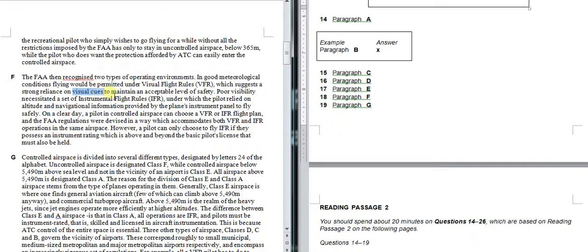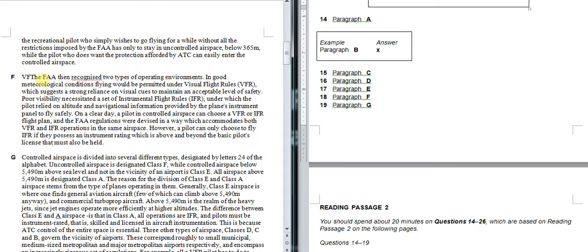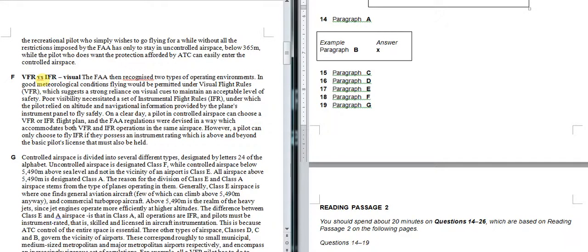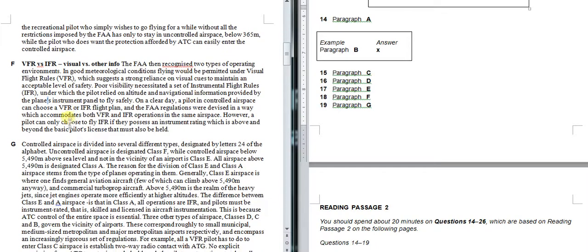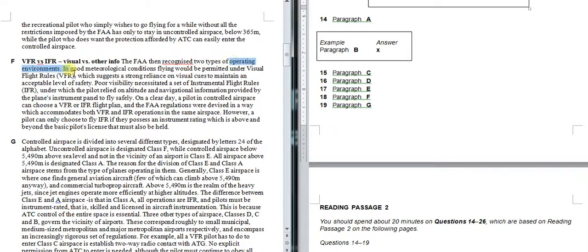Looks like VFR is kind of visual and IFR is other information. Okay, so we have VFR versus IFR, but we don't really know what that means. So it's something about visual versus other information. Okay. We're looking at two types of operating environments, VFR, IFR.